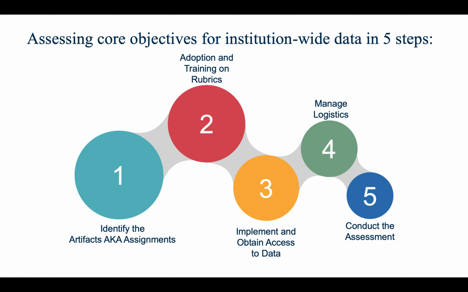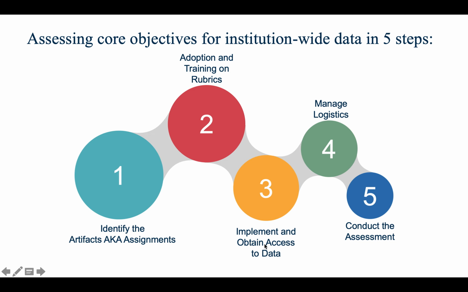The process that I'm recommending for assessing the core objectives for institution-wide data is in 5 steps. So first, I recommend that we identify the artifacts, aka the assignments that measure each core objective. Then the next step is that we need to adopt particular rubrics that are the same and do training on those rubrics. So I recommend that be our second step. The third step is implement the process. So we're using the assignments and we are utilizing the rubrics to be able to assess our students. So that's what it means by implement.